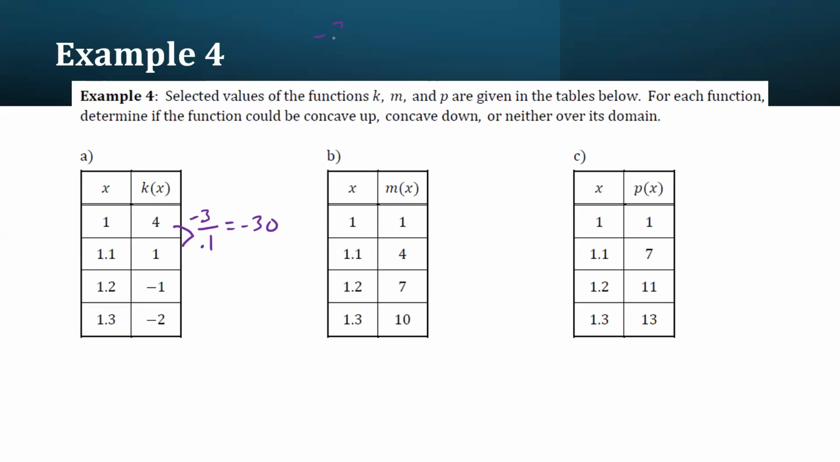Let's do it. I love when I get to teach y'all fractions. All right, here we go. Negative 3 divided by 0.1 equals negative 3 divided by 1/10. When you're dividing by a fraction, you're going to keep, change, and flip, which makes this into negative 30.